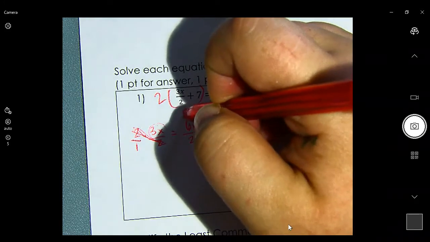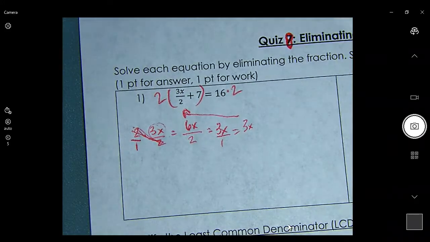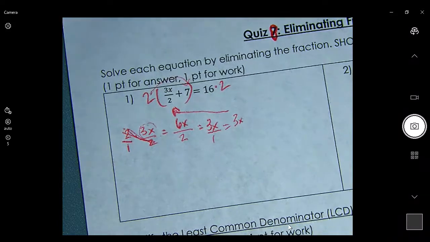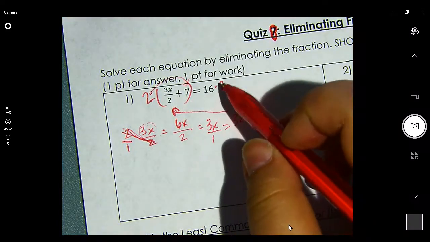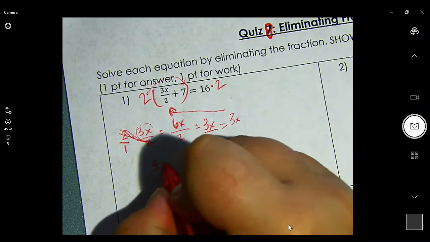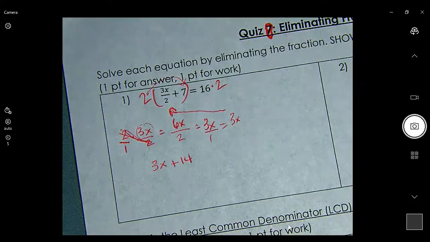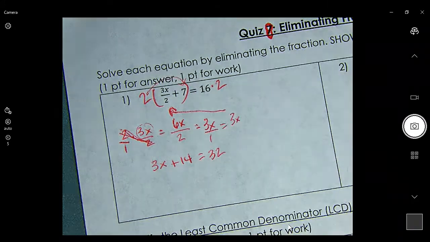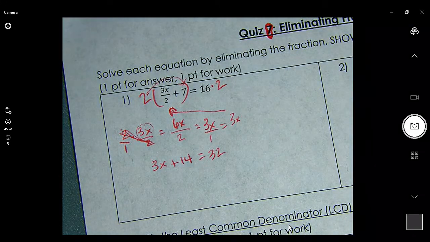Okay, so that part up there is 3x. Now I need to multiply 2 times 7. So 2 times 7 gives me 14. So on the left here, I have 3x plus 14. Now on the right, I have 16 times 2, which is 32. All right, now it's just a matter of solving.